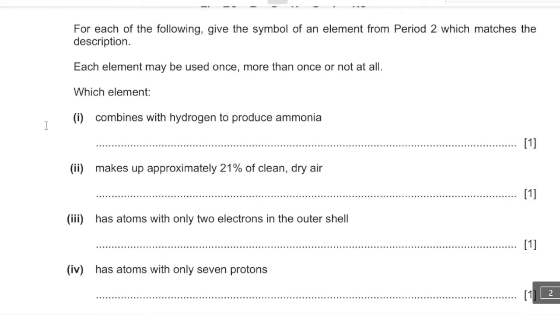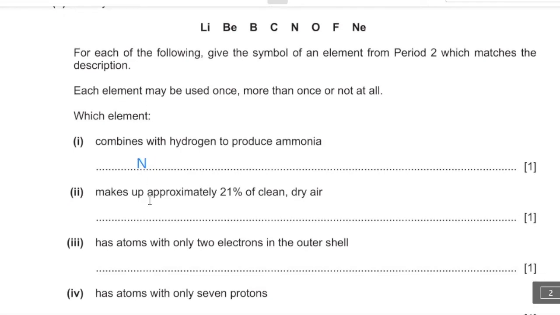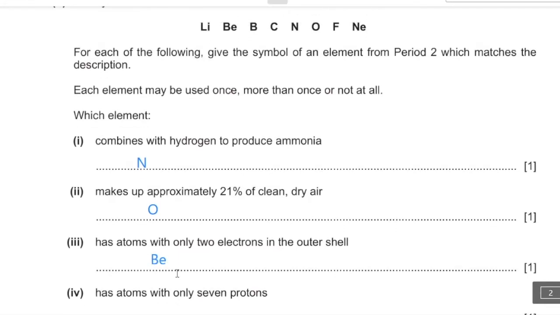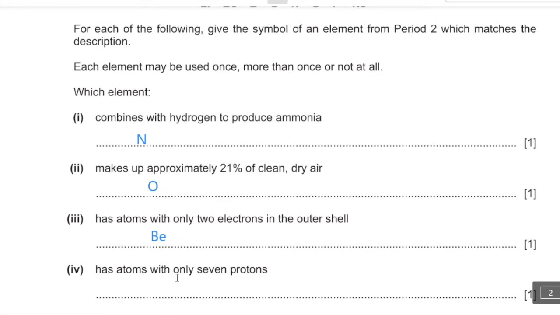Which element 1 combines with hydrogen to form ammonia? So ammonia is NH3. So here we can take nitrogen. 2 makes up approximately 21% of clean dry air, and this is oxygen. 3 has atoms with only 2 electrons in the outer shell, and that means an element from group 2, which is beryllium. 4 is an atom which has 7 protons, which means an atom with the atomic number 7, which is nitrogen.